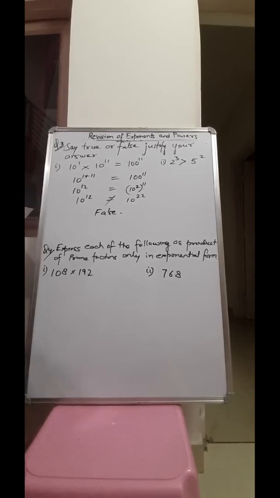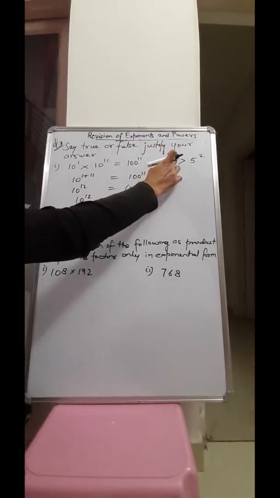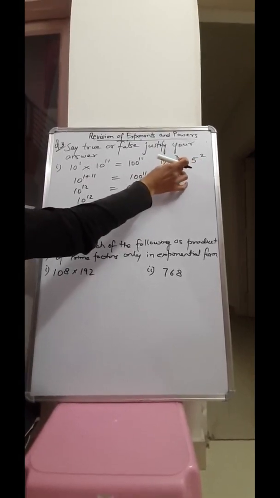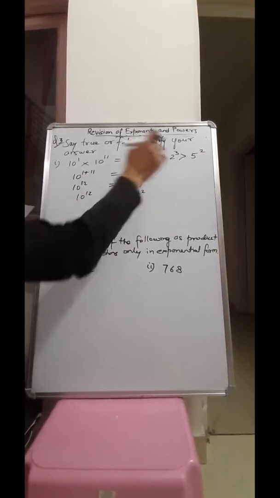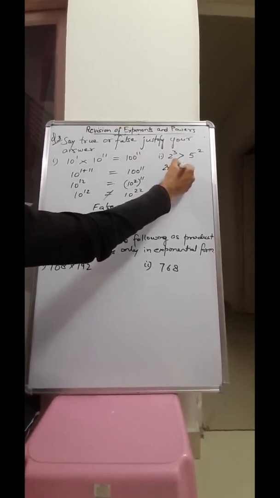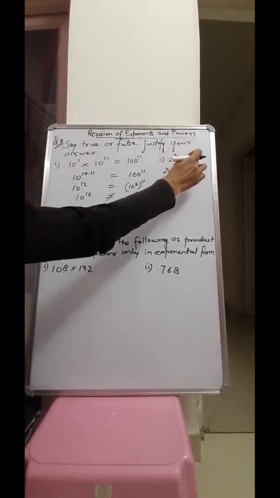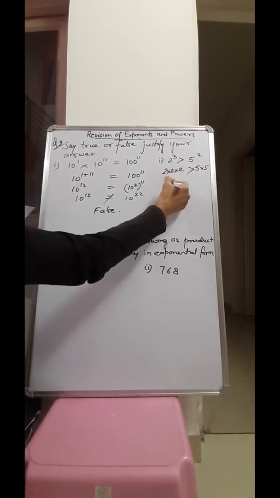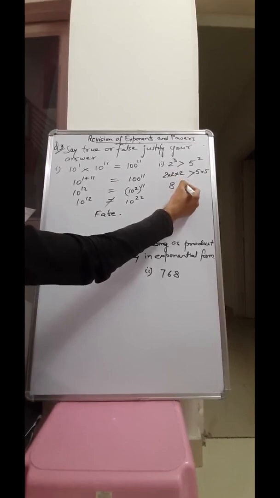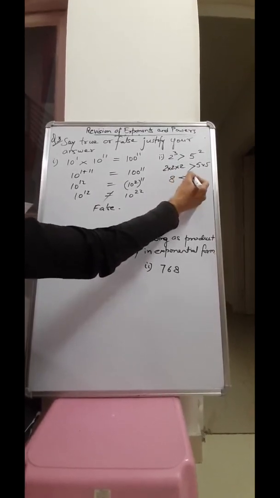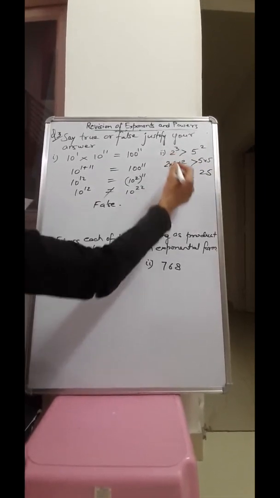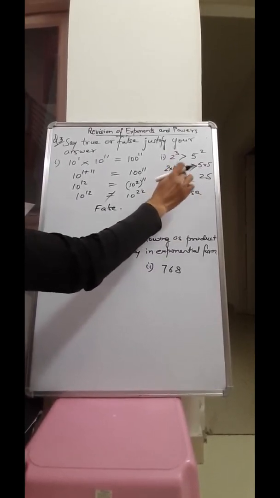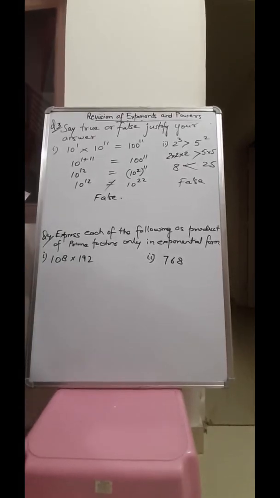Now the second one is: 2 raised to power 3 is smaller than 5 raised to power 2. So we have to again see whether this is smaller than that. 2 raised to power 3 means 2 multiplied by 2 multiplied by 2, and 5 raised to power 2 means 5 multiplied by 5. 2 into 2 into 2 gives you 8. 8 is smaller than 25. So that means this statement is true, because this side is smaller than the right hand side.